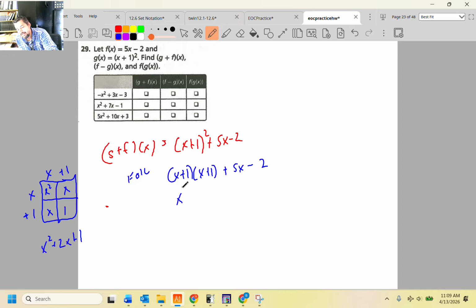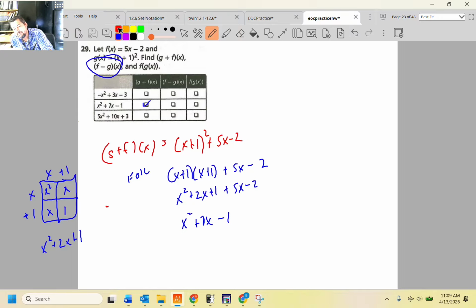And then I got to add in my 5x plus minus 2. So I'm going to have 7 x's, I think. 2 plus 5 is 7 last I checked. 1 minus 2 is -1. And that is g plus f of x. Ain't too hard.